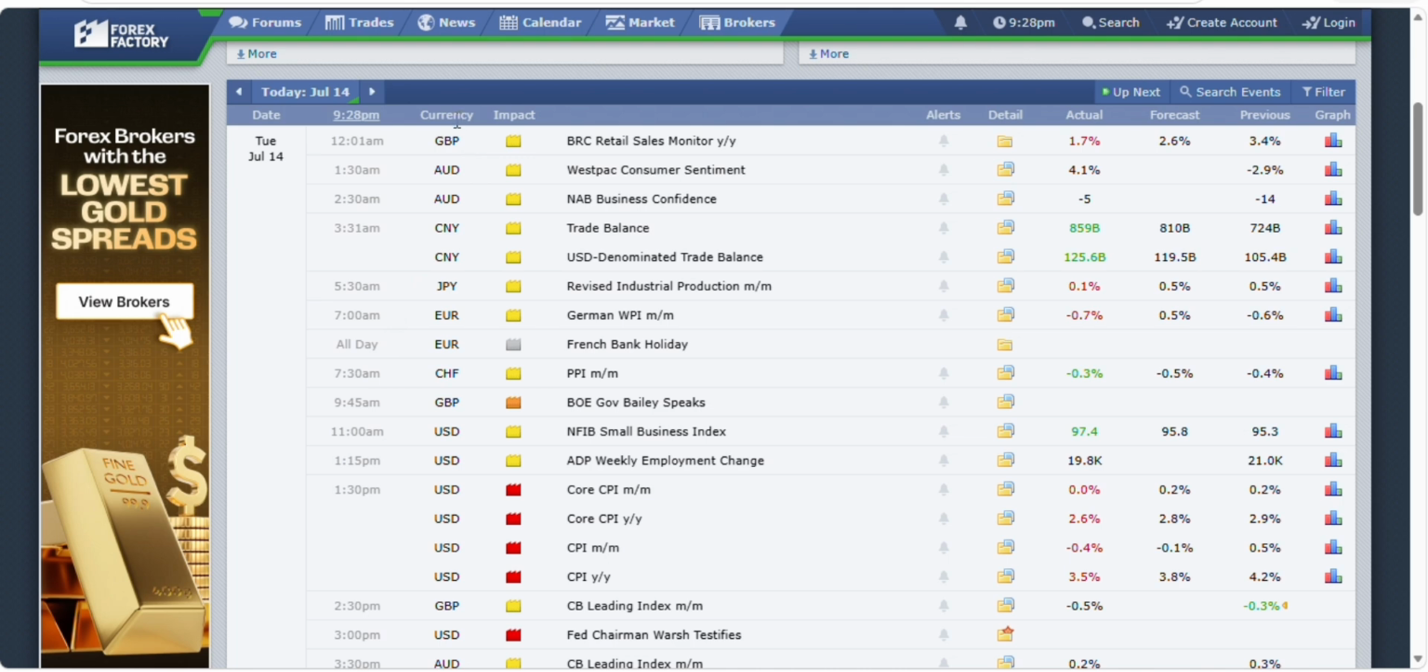Then this is currency. This currency column states the abbreviation of every country's currency. This is British pounds. This is Australian dollar. This is CNY, that is Chinese yen. This is Japanese yen. EUR is euro. This is Swiss francs, CHF. This is the United States dollar. You understand? So and so forth.